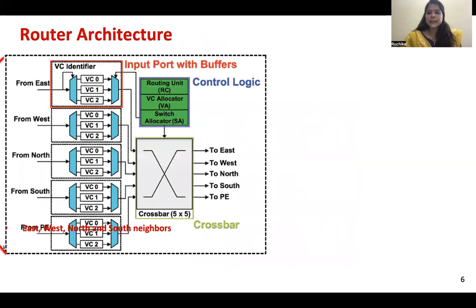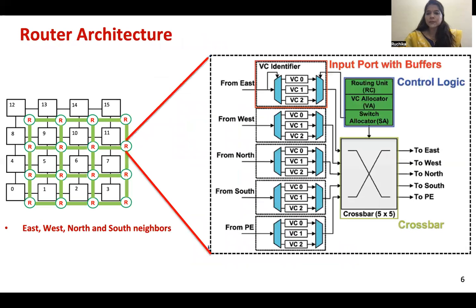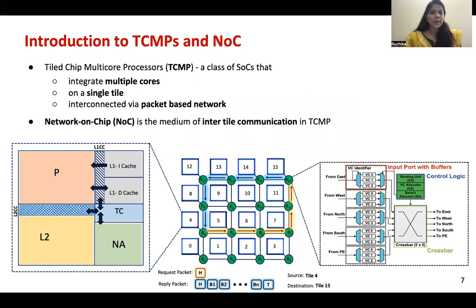The router architecture consists of buffers, a crossbar that connects input to output, and control logic to perform certain operations. So, summing up, a tiled chip multi-core processor is a class of system on chip that integrates multiple cores on a single tile. And these tiles are interconnected via a packet-based network known as network on chip.